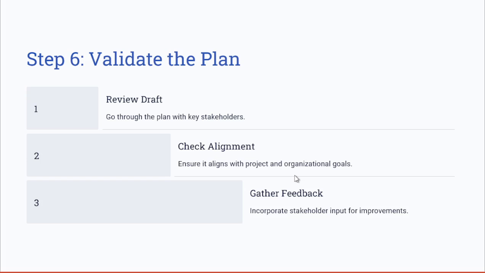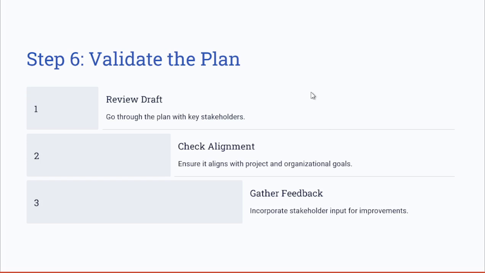After you document the plan, you start with the requirements gathering and, in the execution phase, you have to see whether these scope-related items are being developed and worked on. So you need to validate the plan. Validation involves reviewing the draft scope management plan with the key stakeholders to ensure alignment with the project objectives and the organizational goals. This step fosters buy-in and reduces the risk of discrepancies.